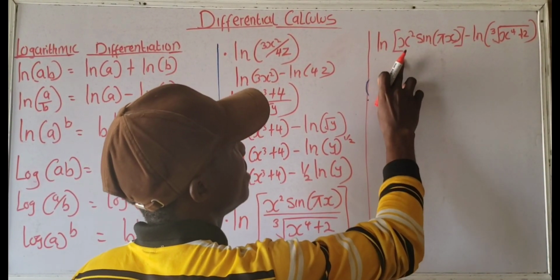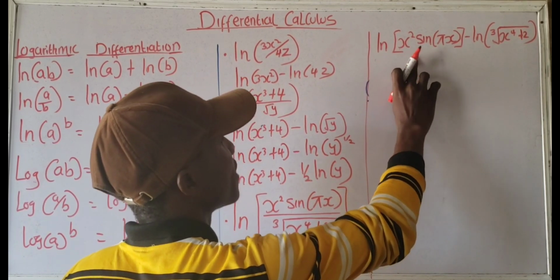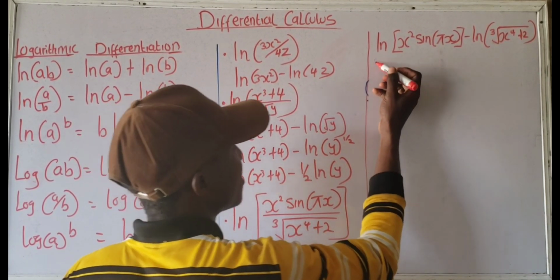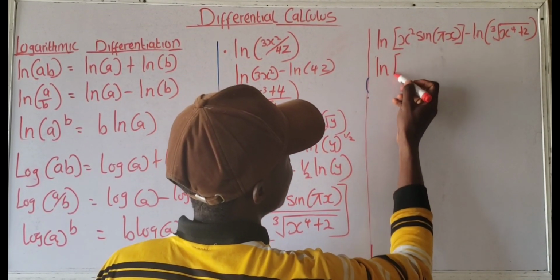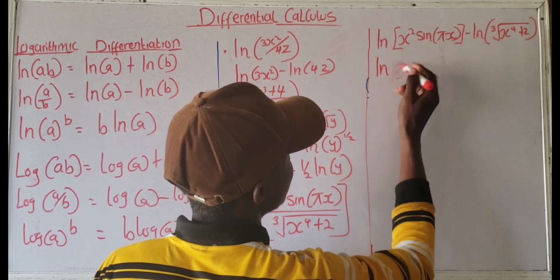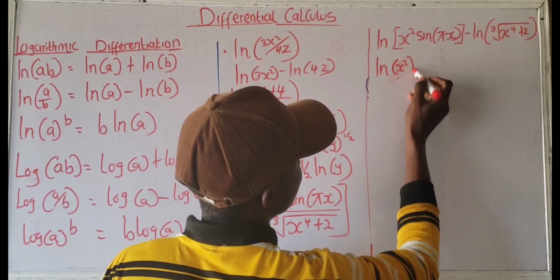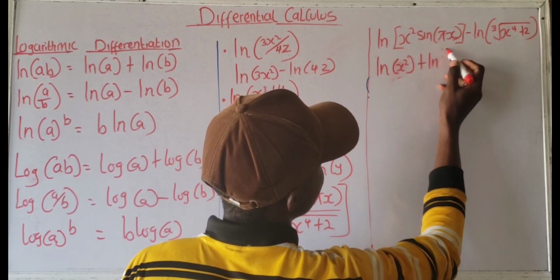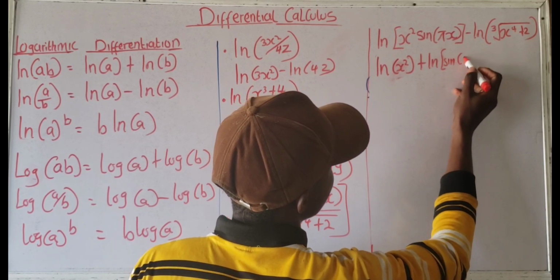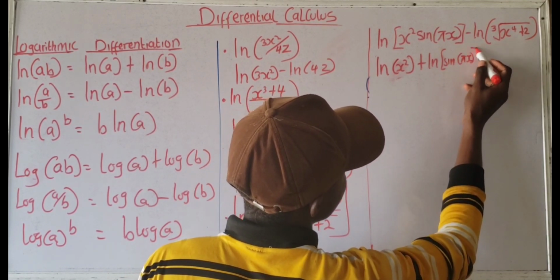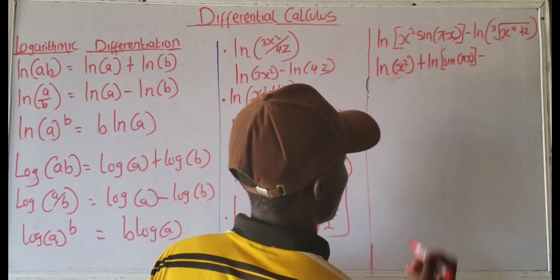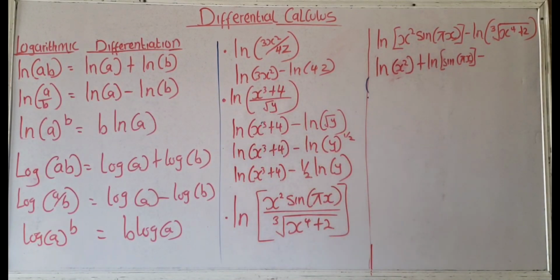We have the natural log of the product of x squared sine pi x. I can rewrite it as ln x squared plus ln sine pi x, minus, now please pay attention. I want you to pay attention here.